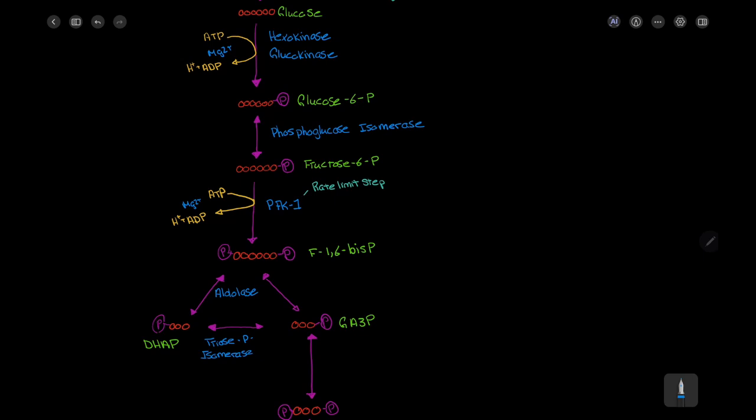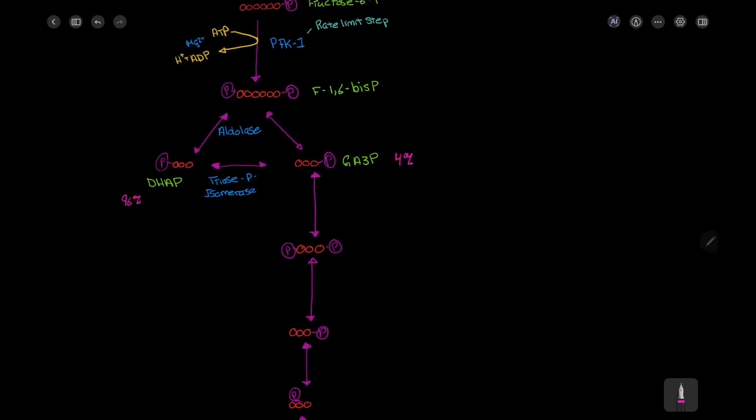The balance between the DHAP and the glyceraldehyde 3-phosphate is much higher towards the DHAP, with it making up around 96% of the products, as it's more stable than the glyceraldehyde 3-phosphate. However, only the glyceraldehyde 3-phosphate will move down this pathway, but as it moves down, it shifts the balance between the two and more DHAP will convert to GA3P.